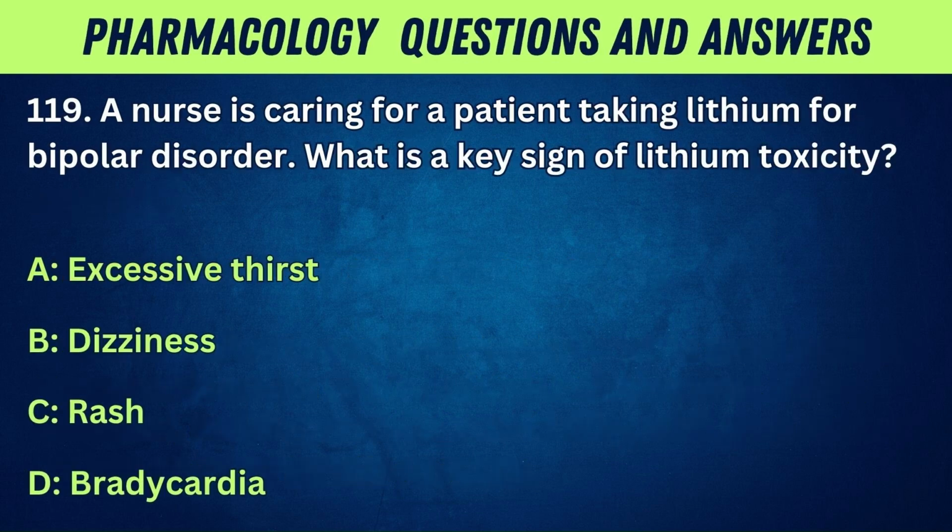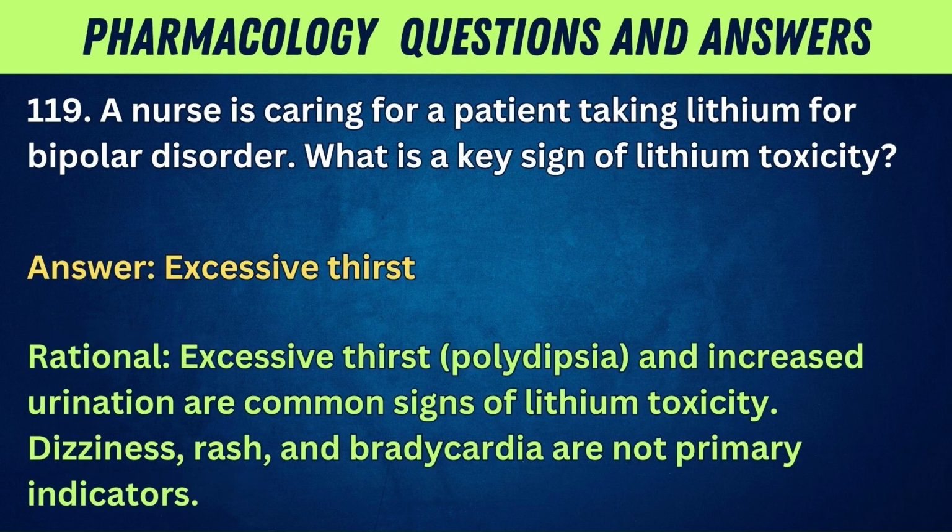119. A nurse is caring for a patient taking lithium for bipolar disorder. What is a key sign of lithium toxicity? A. Excessive thirst. B. Dizziness. C. Rash. D. Bradycardia. Answer: excessive thirst. Rationale: Excessive thirst, polydipsia, and increased urination are common signs of lithium toxicity. Dizziness, rash, and bradycardia are not primary indicators.